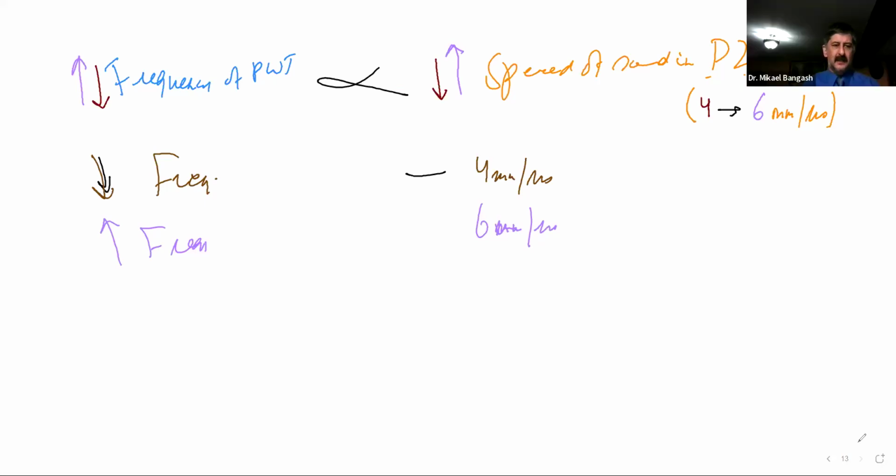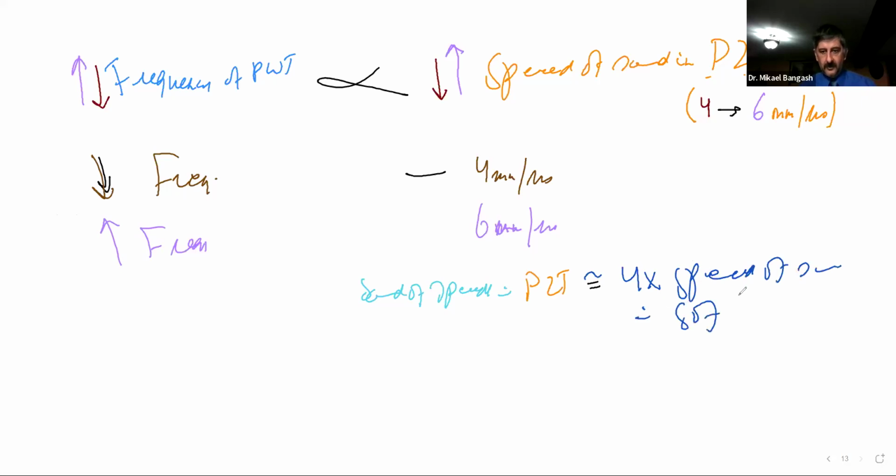Now, this is not necessarily relevant, but what we may say is that the speed of sound in PZT, for instance, is approximately 4 times the speed of sound in soft tissues.